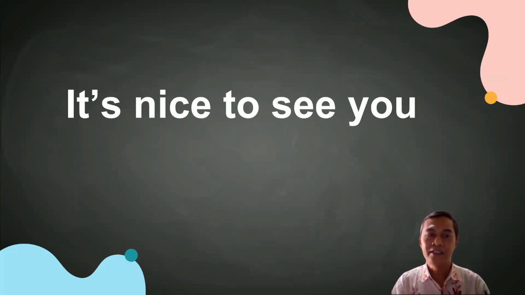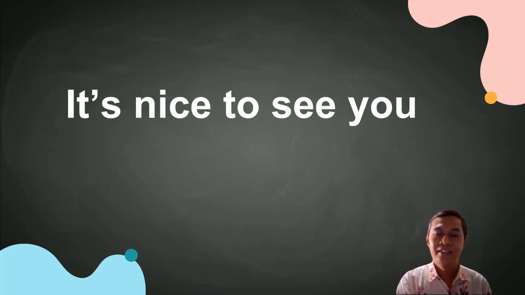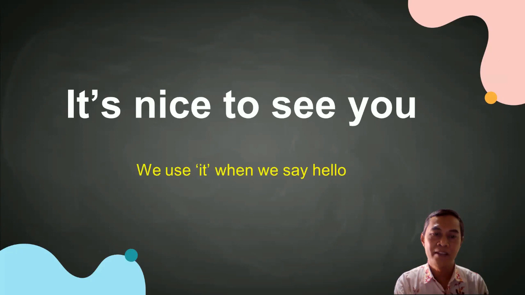I have this sentence. It's nice to see you. Such like a greeting, right? Let's see more about this. So here we use it when we say hello. So it's nice to see you is such a kind of greeting, and we use it, the subject here, to say hello.